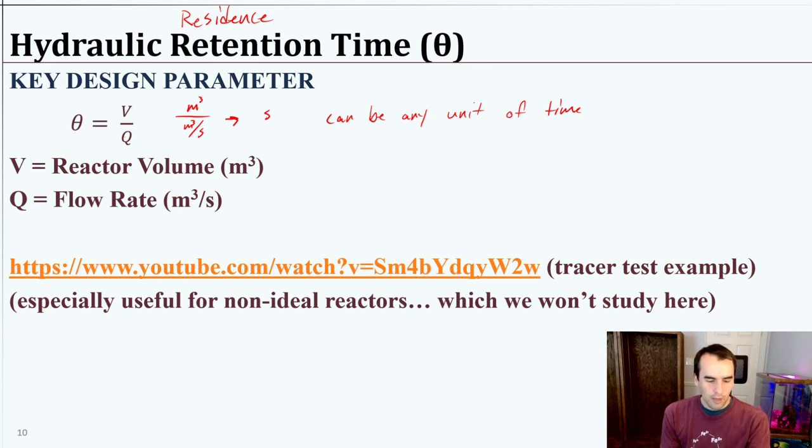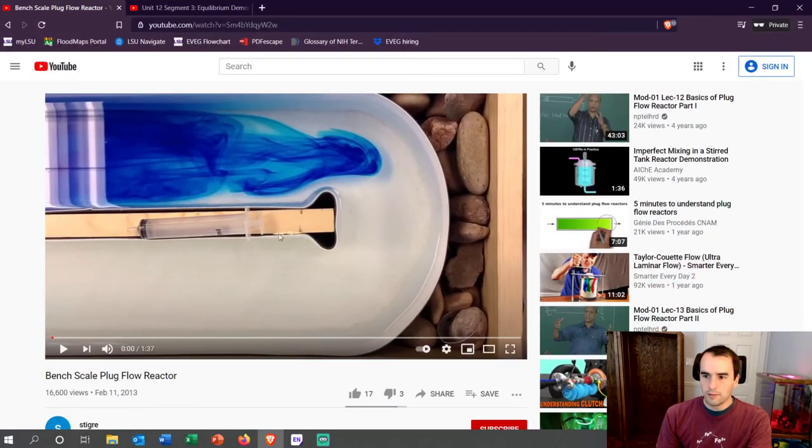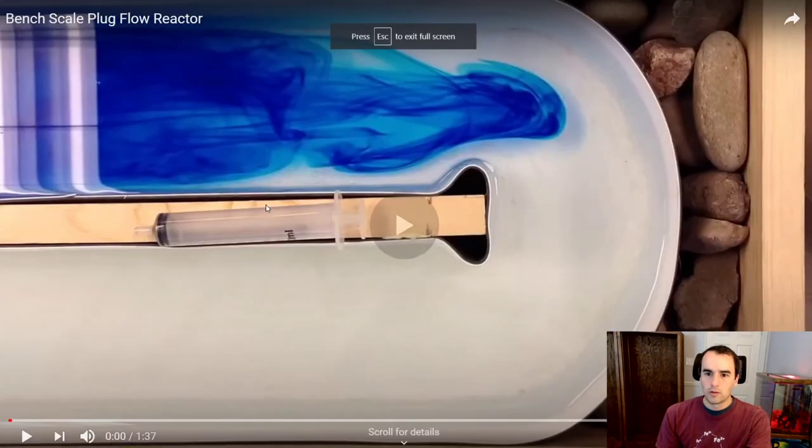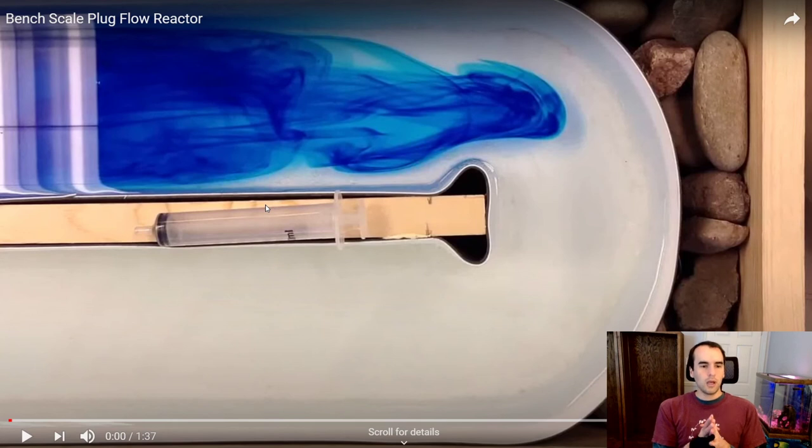Okay, so I have a short YouTube video to show you in light of this. This is showing what we call a tracer test. When water goes through here, we'll see they've added dye, and this dye is showing how long the water takes to go through this reactor.